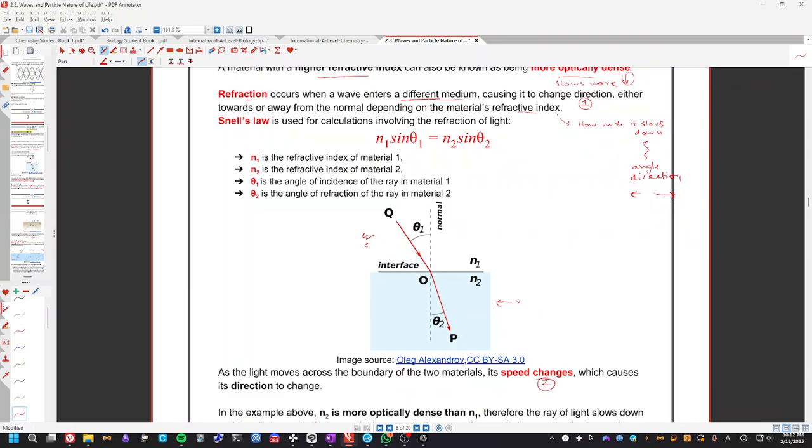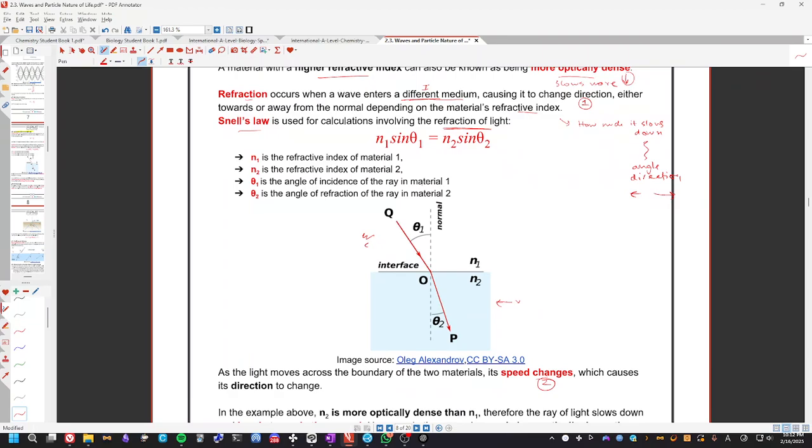Okay. Now, all these are correlated, but we can put them down into one basic formula, and that is going to be Snell's law, right? It's used for calculations involving refraction of light, which means we need a different medium. This is important. We need a different medium, and we need two angles. One is sine theta 1 and sine theta 2.